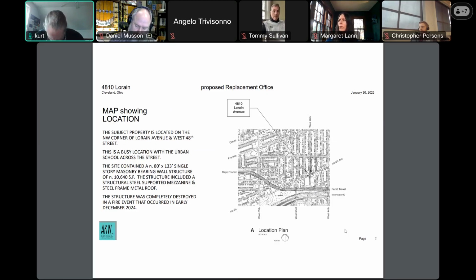The site contained a nominal 80-foot by 133-foot single-story masonry bearing wall structure of nominally 10,640 square feet. The structure included a structural steel supported mezzanine and steel frame metal roof. The structure was completely destroyed in a fire event that occurred in early December. Tommy, I think we said December 8th. That was a Sunday. And then my map, if you can see that, it's the county map that shows Lorraine and 48th Street, proximate to where my hand is the site. Next page, please.